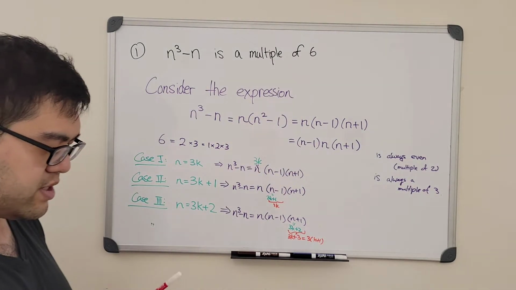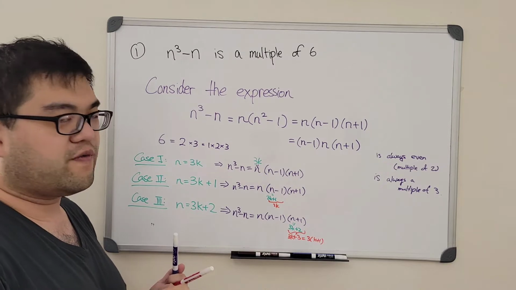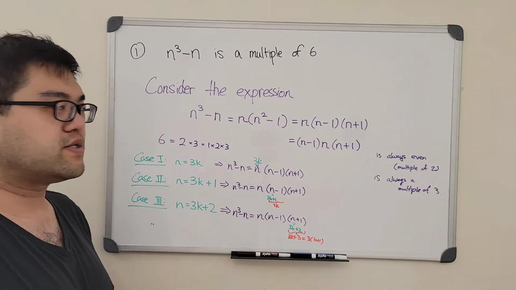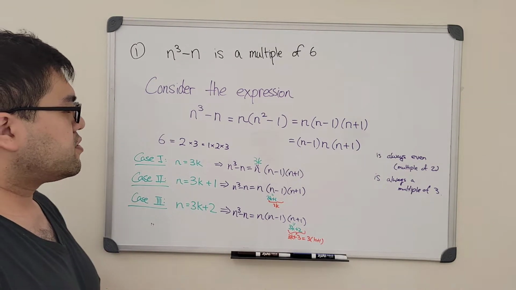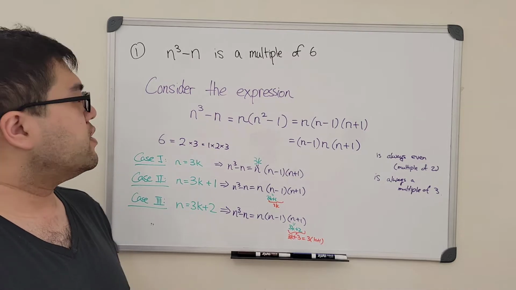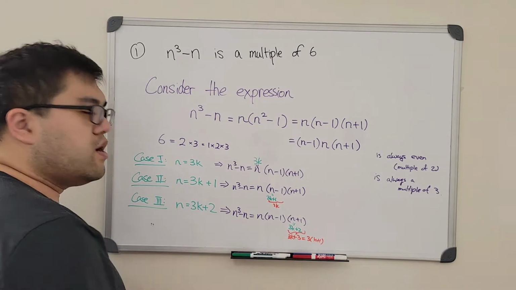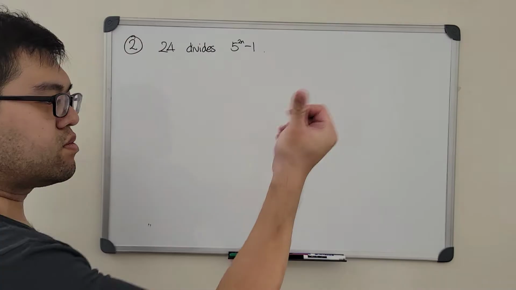Great. So since we already showed that it's always a multiple of 2 and a multiple of 3, we can claim that it is always a multiple of 6. And that's the end of the proof. Excellent. So let's move on to the second example. So let's move on to the second problem.